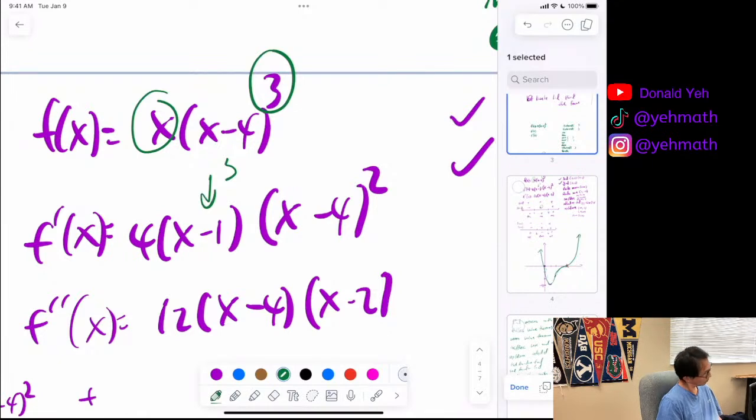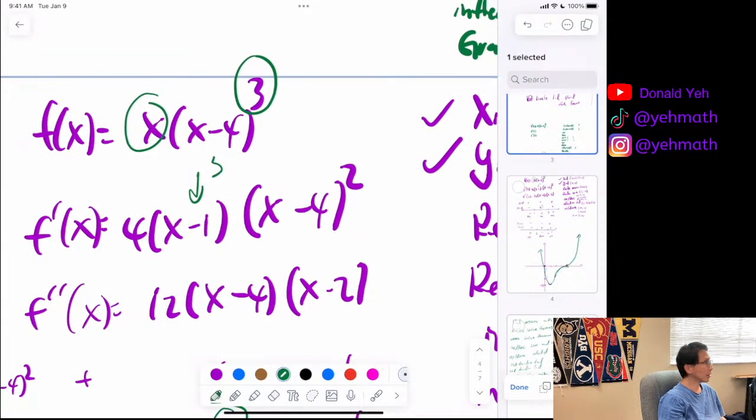Yeah, because you can combine the three and four. Did you get that? Oh yeah, we just didn't take out the 4 in our answer. You got 4 times x minus 1 times x minus 4 squared. Yeah, that should be fine. That 4 doesn't have any relevance to the critical values. No, we did it right, we just didn't factor out the 12.